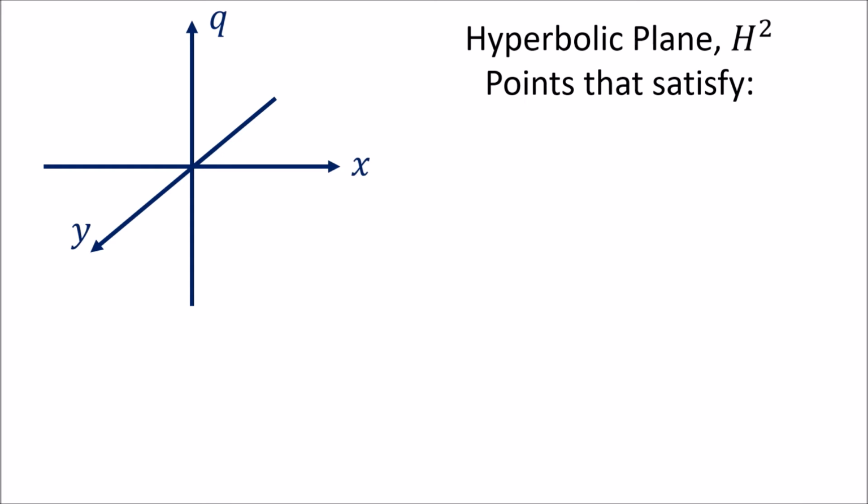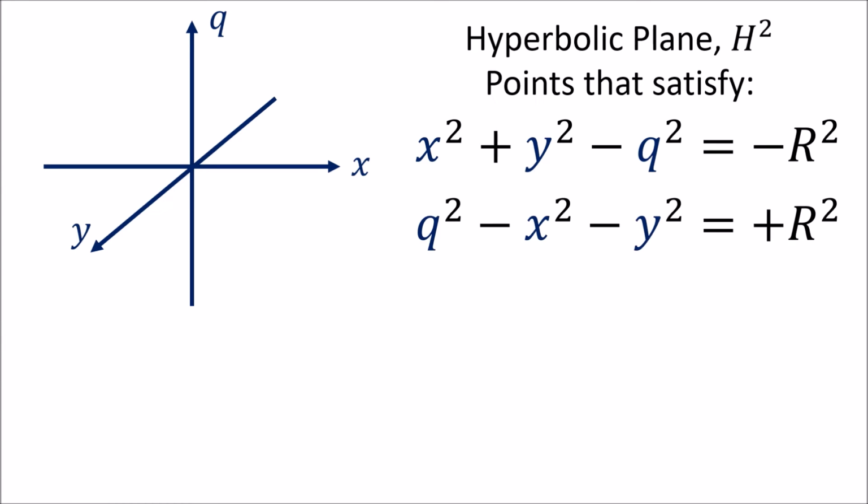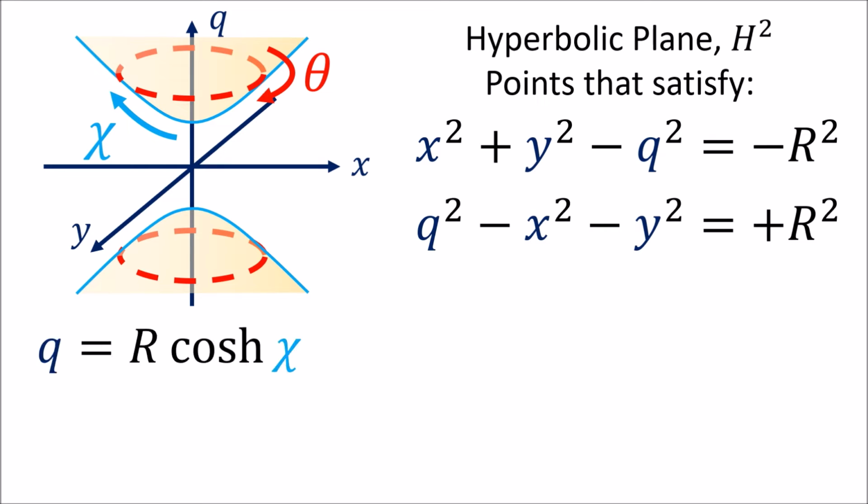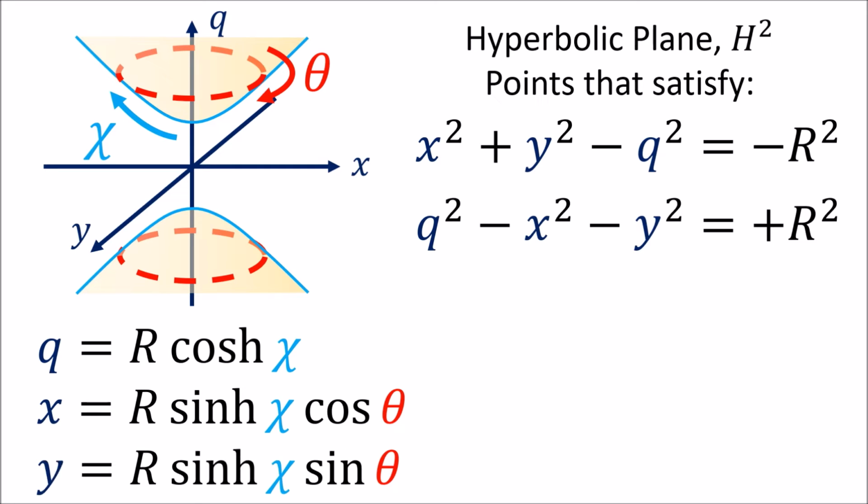The equation for the two-dimensional hyperbolic plane is x squared plus y squared minus q squared equals negative r squared. Alternatively, we could multiply both sides of the equation by -1 to get q squared minus x squared minus y squared equals r squared. This gives the equation of a two-sheeted hyperboloid. We can parameterize this surface with angles chi and theta, where the hyperbolic cosine of chi selects the q-coordinate of the surface, and theta traces out a circle of radius r times hyperbolic sine of chi in the xy plane.